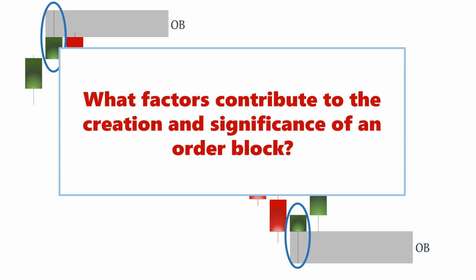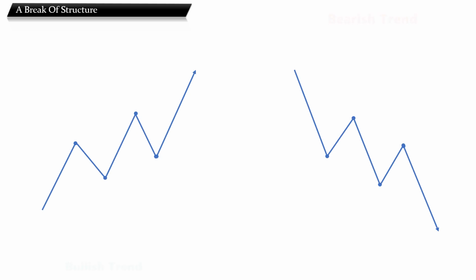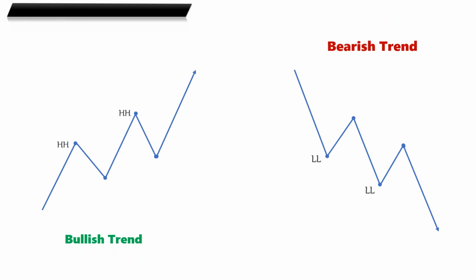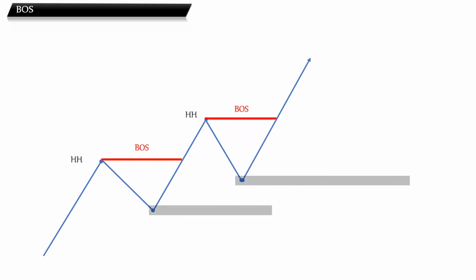What factors contribute to the creation and significance of an order block? Let's talk about the BOS. BOS, or break of structure, refers to breaking above the previous higher high in a bullish trend and breaking below the previous lower low in a bearish trend. These are the BOSs that determine the strength of an order block, in such a way that if an order block leads to the formation of a BOS, it will be considered a strong order block.